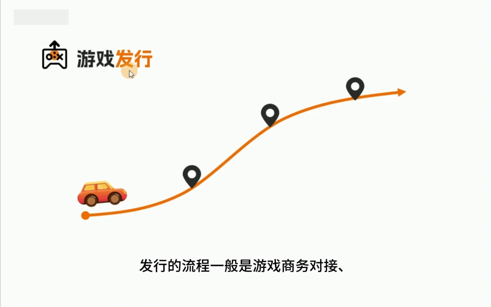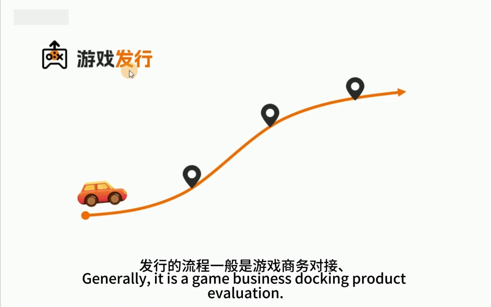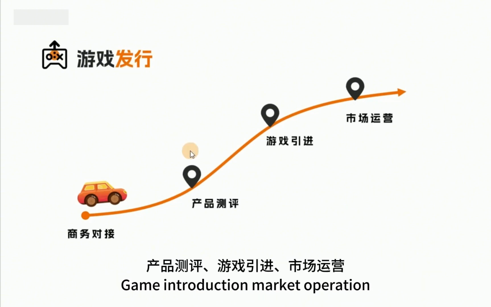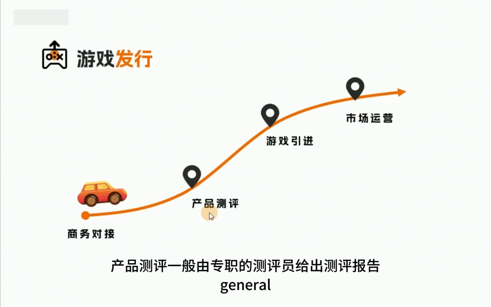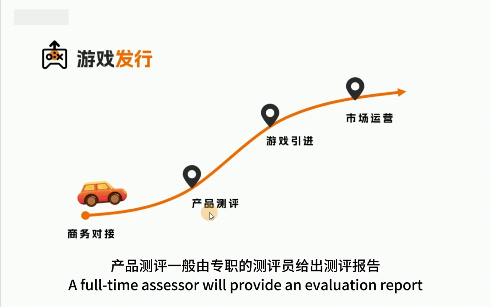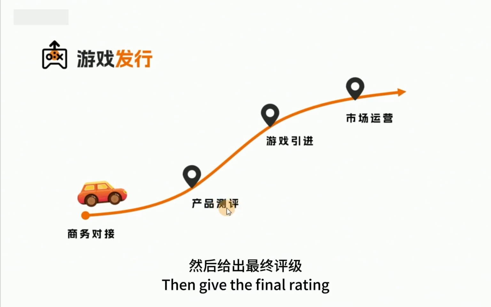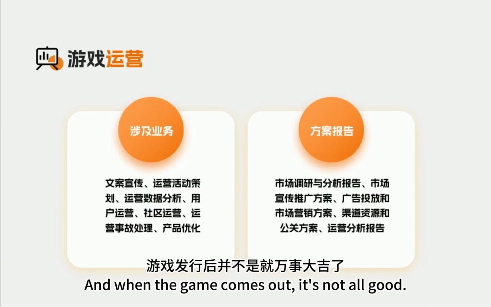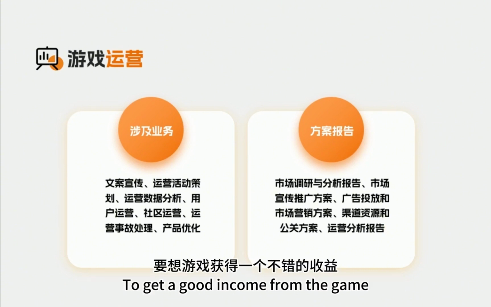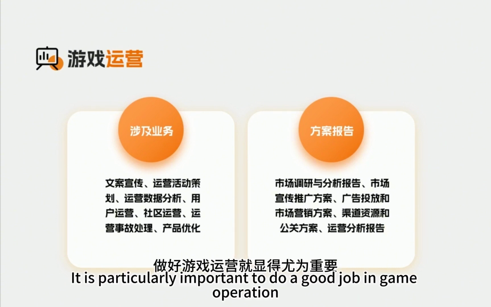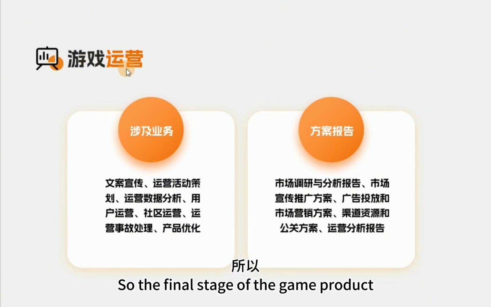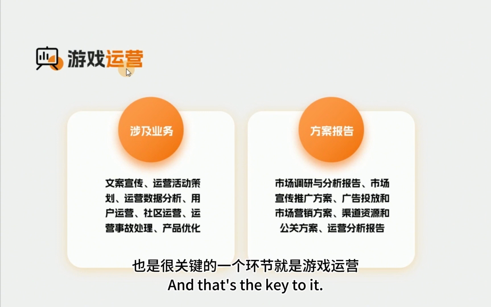Distribution process. Generally, it is game business docking, product evaluation, game introduction, market operation. In product evaluation, a full-time assessor will provide an evaluation report. The business value of the game will be analyzed in the report, along with market opportunity, and then the final rating is given. And when the game comes out, it's not all good. To get a good income from the game, it is particularly important to do a good job in game operation. So the final stage of the game product, that's the key to it.